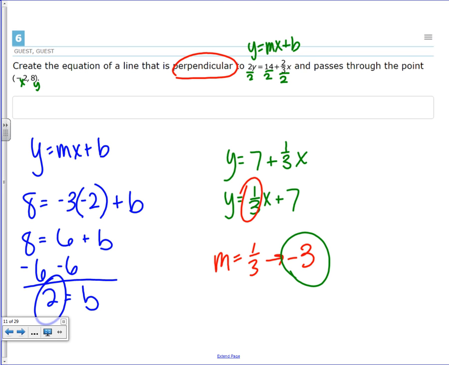And now we're ready for a final answer. Y equals mx plus b. All right, a couple more to go today.